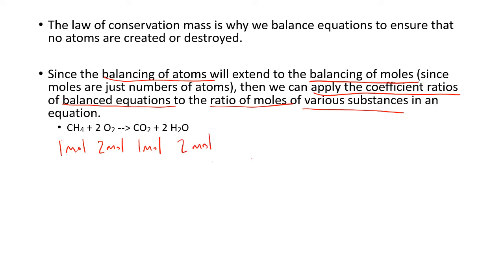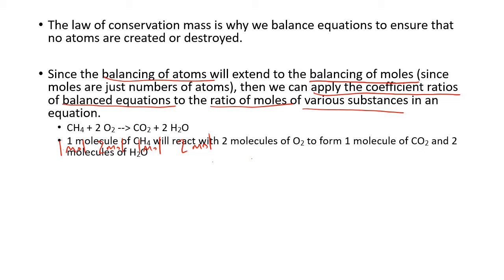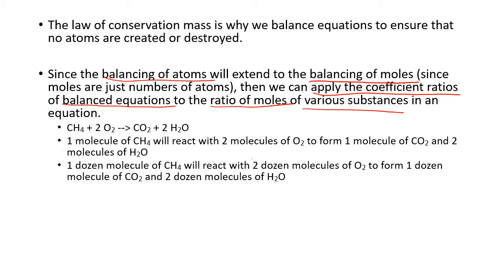All right. So what we have done is that through this balanced equation, we apply the coefficient ratios of that balanced equation, 1, 2, 1, 2, to the ratio of moles of various substances. 1 mole, 2 mole, 1 mole, 2 mole. And that's kind of the idea of stoichiometry. So you can see here that it's what I've written. One individual molecule will react with 2 molecules to form 1 molecule of CO2 and 2 molecules of H2O.